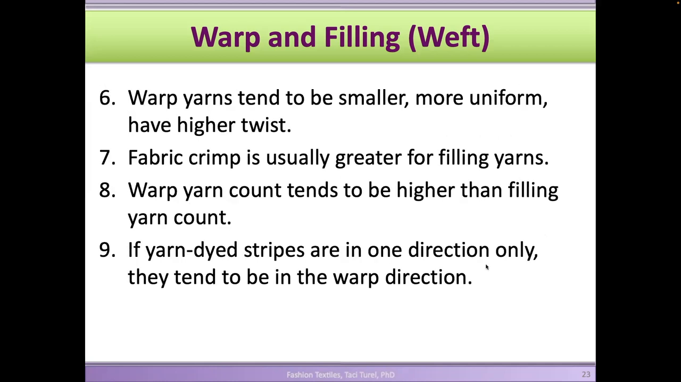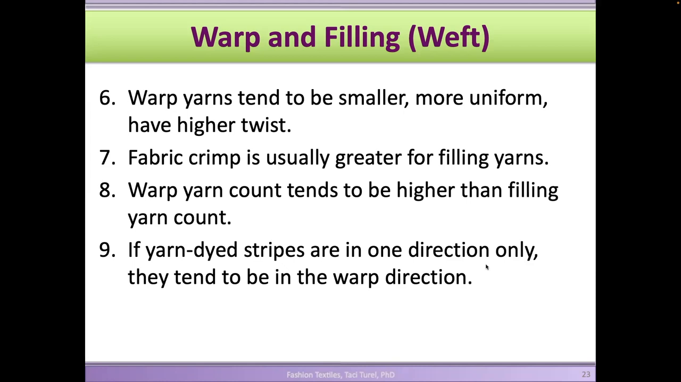Warp yarns are generally smaller, more uniform, and have more twist, because they have to be very strong and they have to withstand a lot of that friction. But the filling yarns are a little bit relaxed inside. Because of that relaxation, when you pull filling yarns, you will see that there's a lot of waviness on the filling yarn.